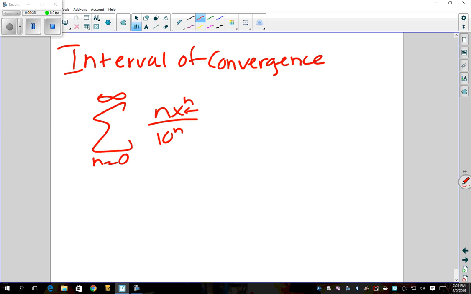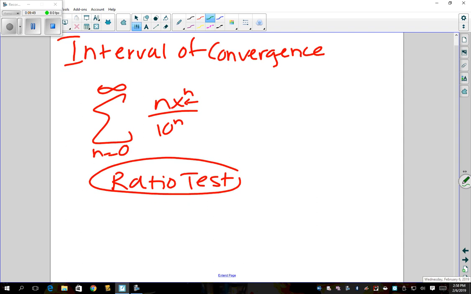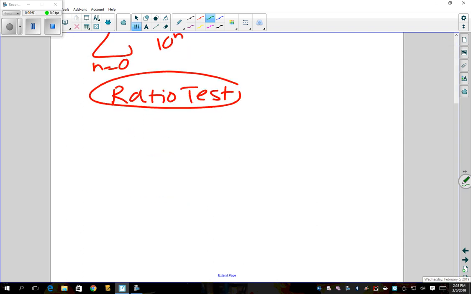And so we use the ratio test for our interval and for our radius of convergence. So if we remember, we take the limit as n goes to infinity of our a n plus 1 over our a n.